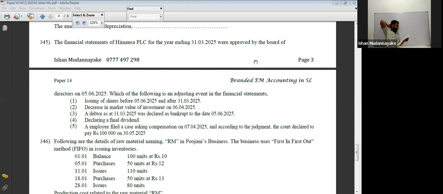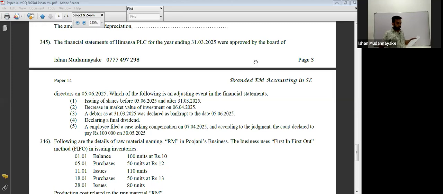Fifth one, an employee filed a case asking compensation on 7th April 25. He filed the case after the financial year. After the financial year, so no need to adjust to 31st March.